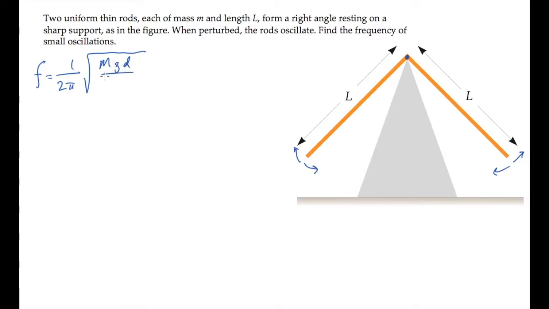The system's mass, capital M, is the combined mass of the two rods. Each has mass little m, so the system's mass is twice that. D is the distance between the pivot and the center of mass. We see from symmetry that the center of mass lies along this vertical line, and it also lies along the line joining the centers of the two rods. So that intersection is shown here.